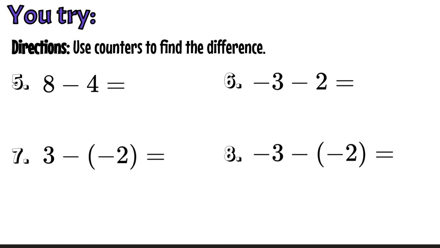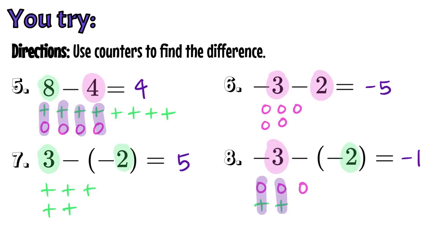Okay, now it's your turn to try using counters to find the difference between these integers. Pause the video and try examples number 5 through 8. Hopefully you paused the video and you were able to answer 8 minus 4 equals 4. Number 6, -3 minus 2 equals -5. Number 7, 3 minus -2 or 3 plus 2 is equal to 5. And -3 minus -2 or -3 plus 2 equals -1.